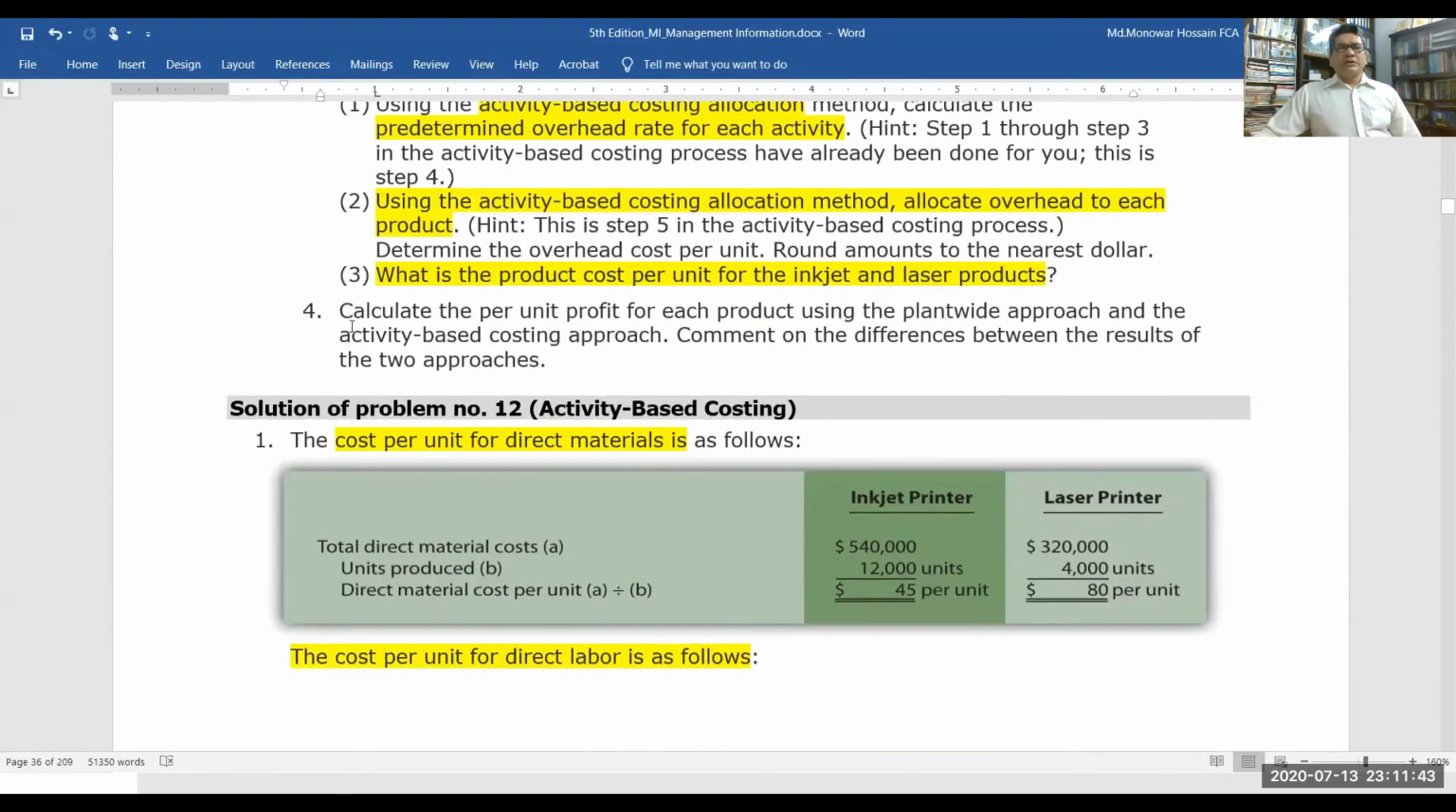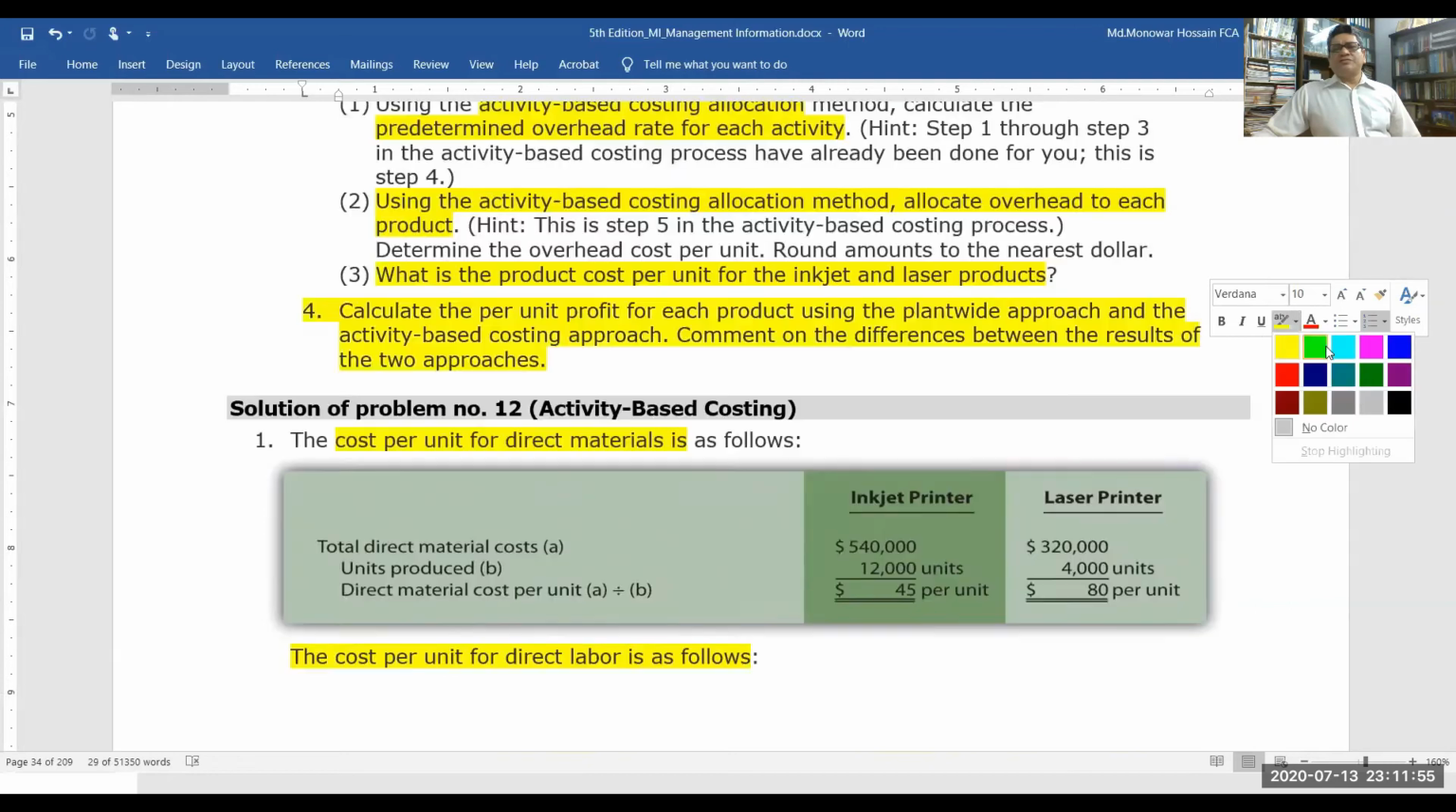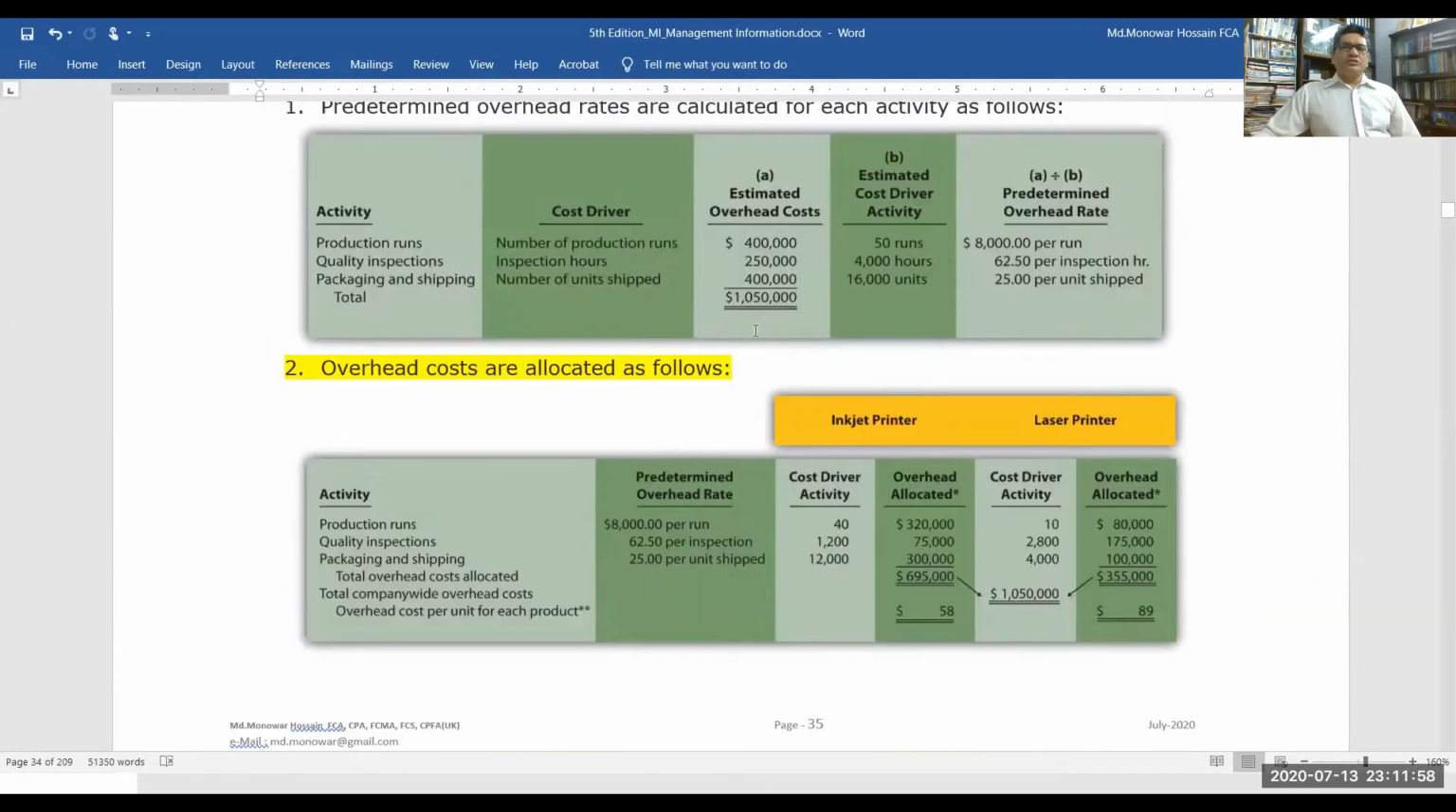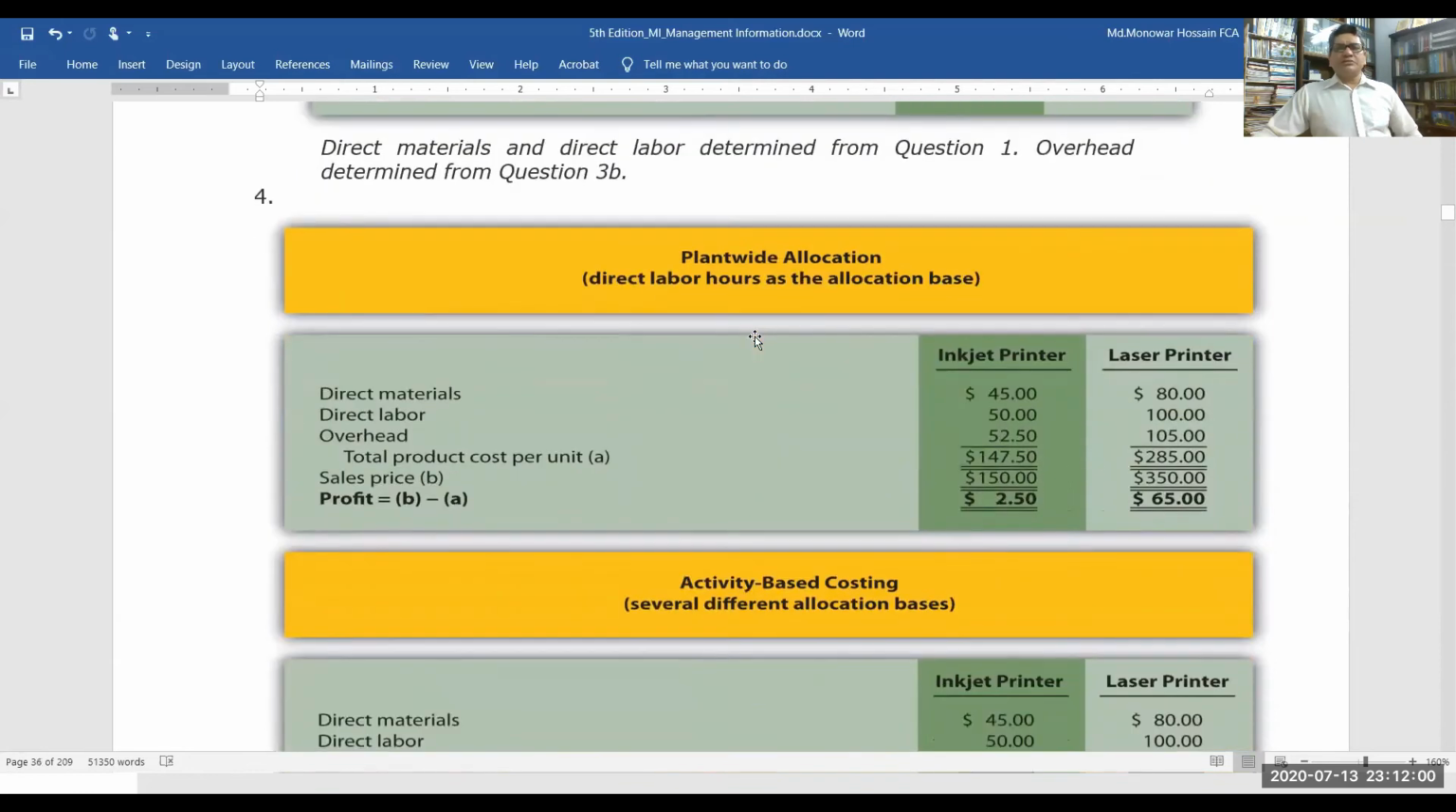Number 4. Calculate the cost per unit of each product using the plant-wide approach and the activity-based costing approach. Comment on the difference between the results of the two approaches. So if we do it, look here, plant-wide allocation: material, labor, overhead, and the total product cost is 147.50 for inkjet and 285 for laser, and the sales prices are 150 and 350.